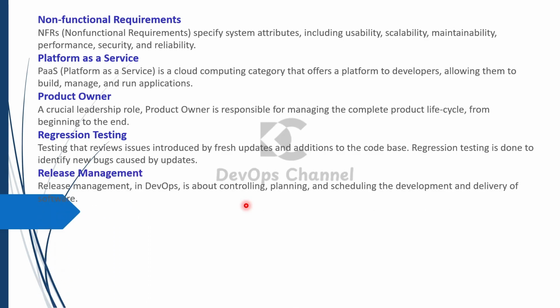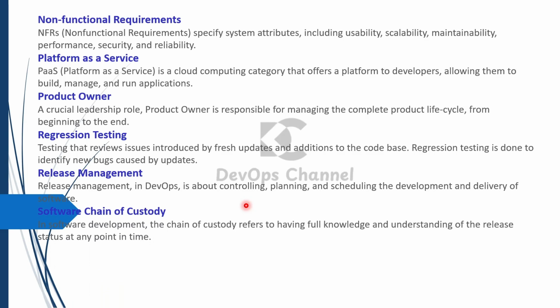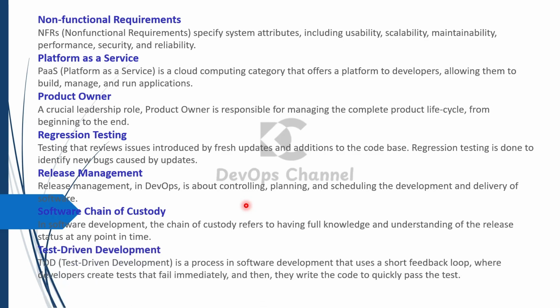Next one is release management. So it's about controlling, planning, and scheduling the development and delivery of software. Now, what is software chain of custody? So, in software development, the chain of custody refers to having full knowledge and understanding of the release status at any point in time.